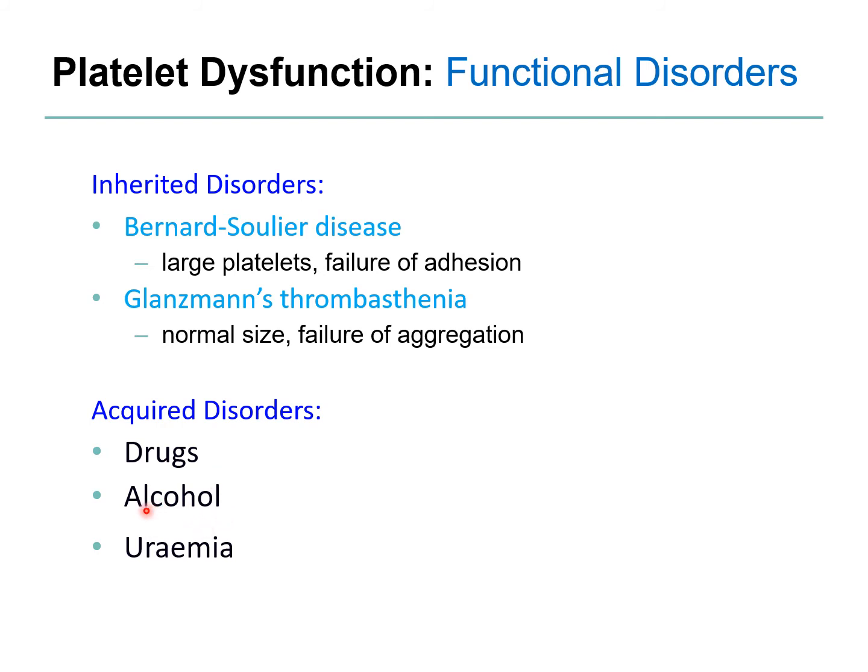Excessive alcohol intake can impair platelet function. And finally, increased blood levels of urea, which we call uremia, can also impair platelet function. And also remember that patients who develop uremia can develop severe inflammation of the oral mucosa, something we call stomatitis, which can be accompanied by fetor oris or halitosis, as well as mouth ulcerations.